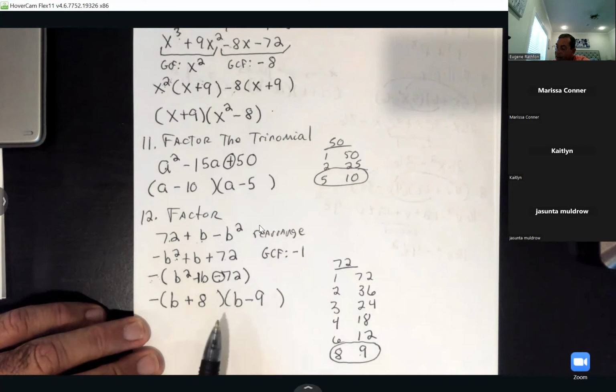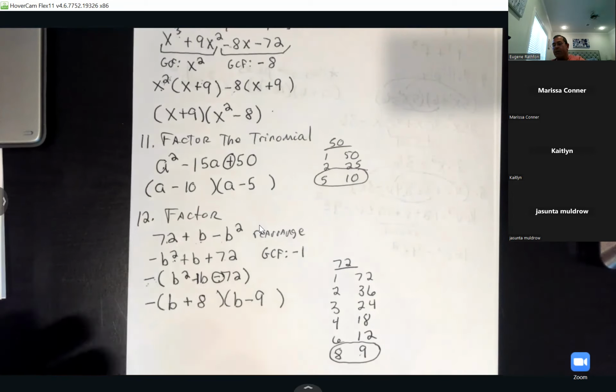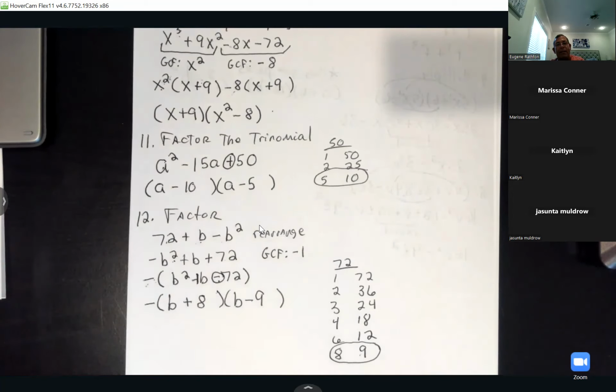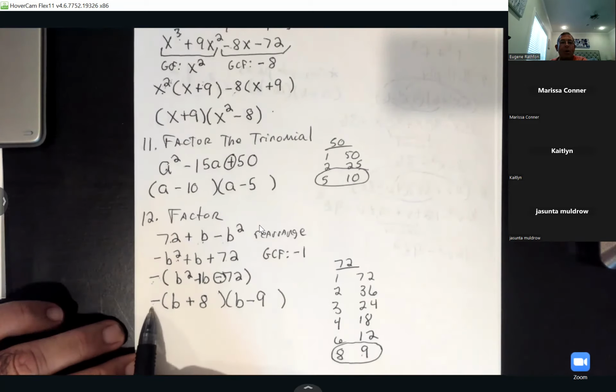So y'all, let's check it. Does 8 and -9 equal -1? Yes. Does 8 times -9 equal -72? Yes. So always check yourself by seeing if they add to get the middle and multiply to get the last. And remember, in MathLab, you got to put the negative.